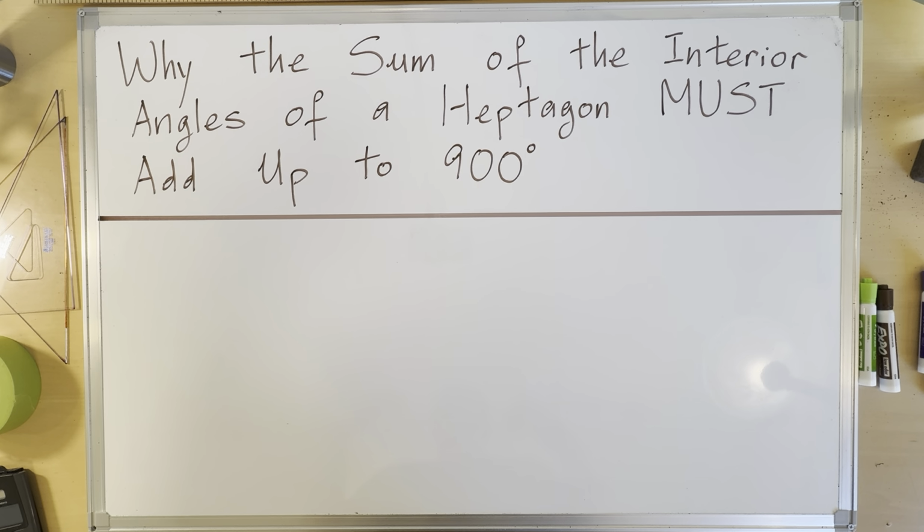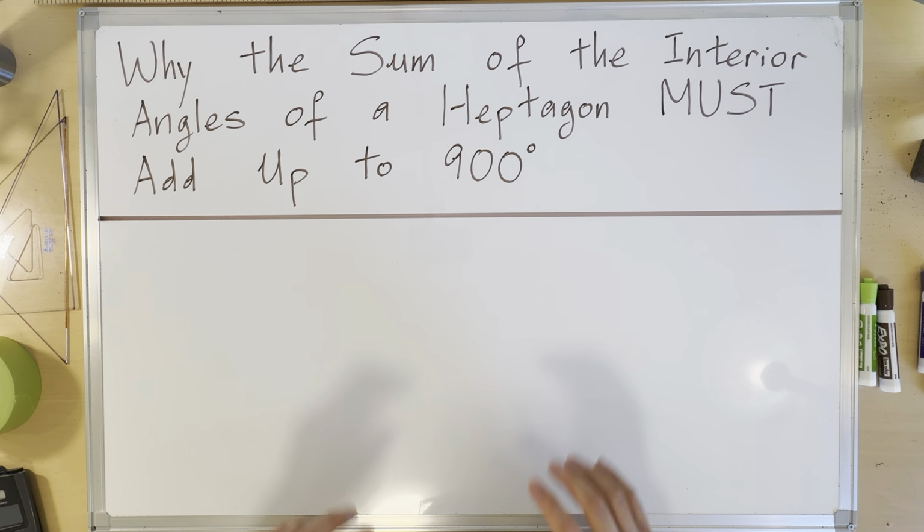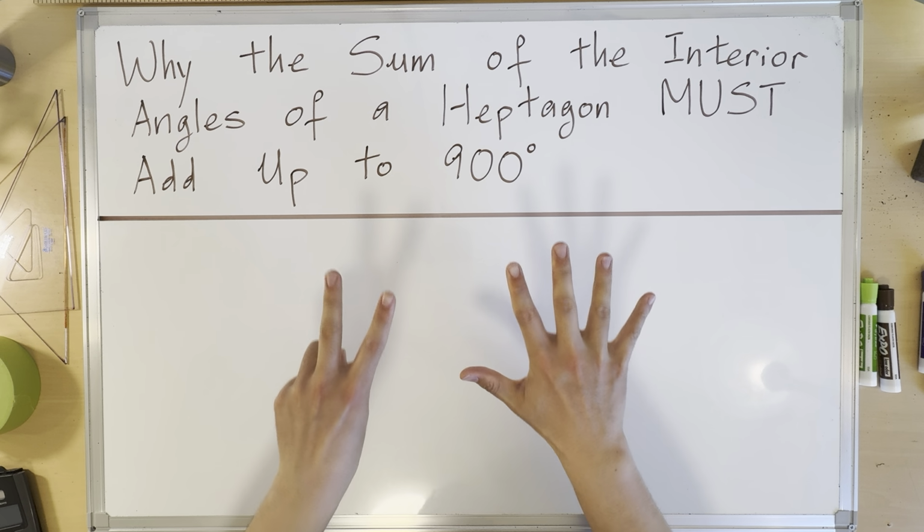Today, I will be showing you guys why the sum of the interior angles of a heptagon must add up to 900 degrees. So a heptagon is a polygon with 7 sides.